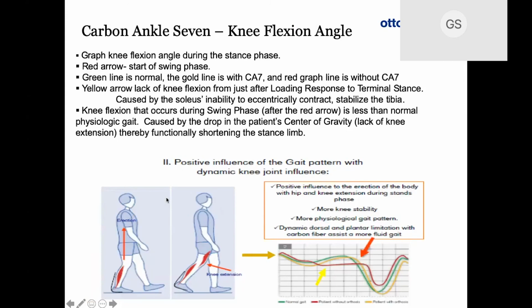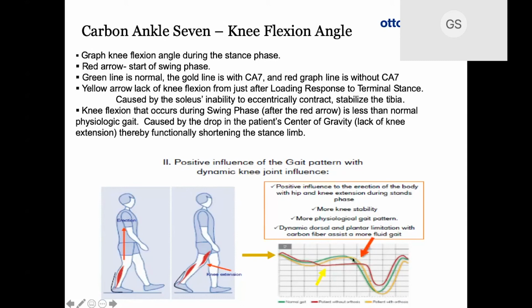And then when we go to the knee flexion angle, this graph also shows you the start of swing phase. The red, again, is without the Carbon Ankle 7, and then the gold line is with it.